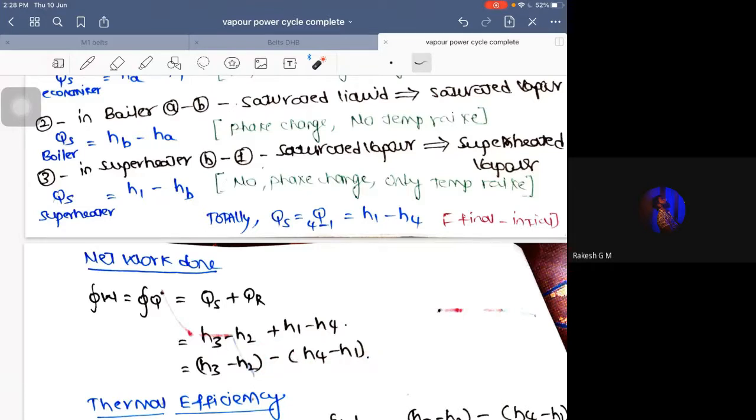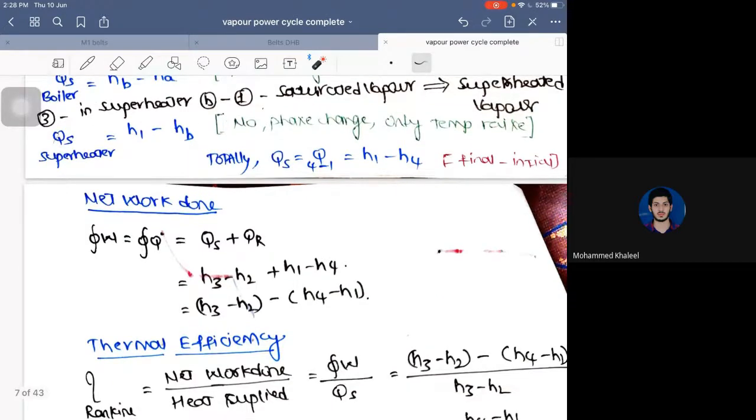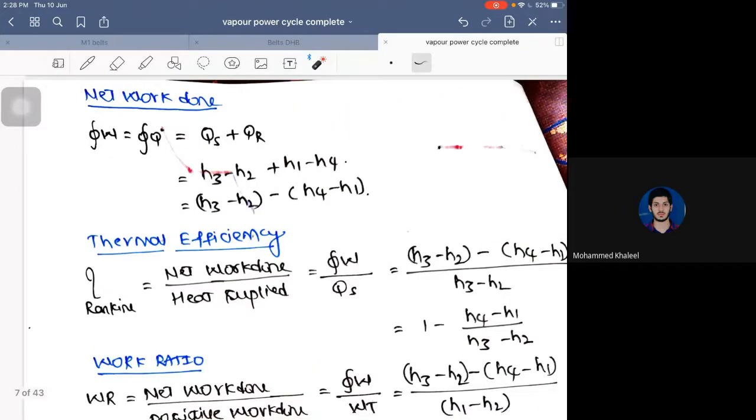For any cycle, irrespective of whether it is a diesel cycle or a Brayton cycle, in this case it is the Rankine cycle. How will you calculate the thermal efficiency? Same procedure again, no difference. It is output by input, isn't it? So net work done divided by heat supplied. Net work done you already have here. Heat supplied is H1 minus H4. Now, if I divide this denominator into both the numerator terms, this will get cancelled and this will attach here. So this is the efficiency of the Rankine cycle.